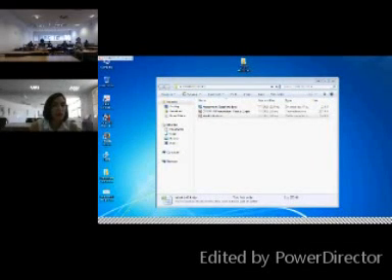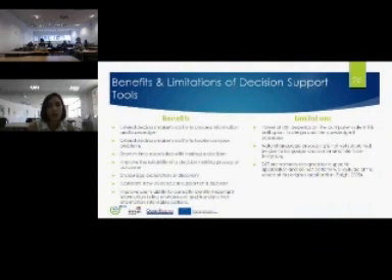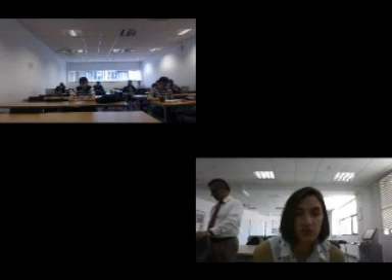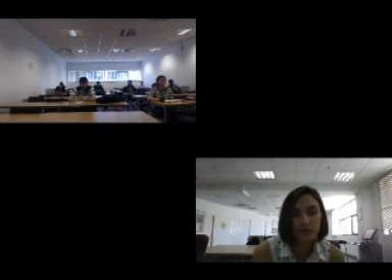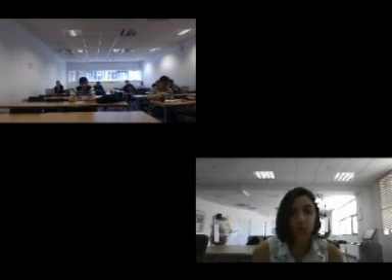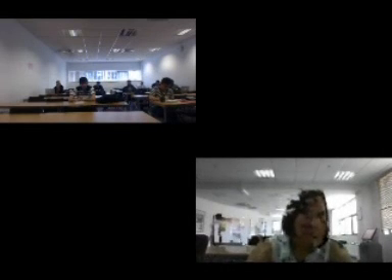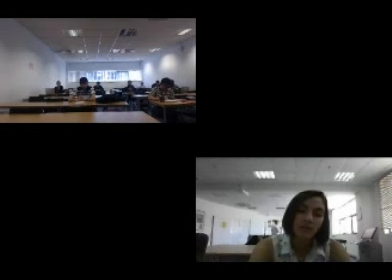We will see the benefits and limitations of the decision support tools. You can see that the benefits are much more than the limitations. The most important benefit is that they extend decision makers' ability to process information and knowledge, and they also extend his or her ability to tackle any complex problems. Of course, they shorten the time that is associated with making a decision.